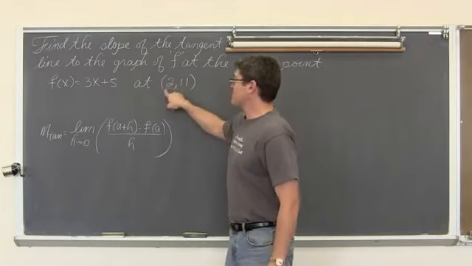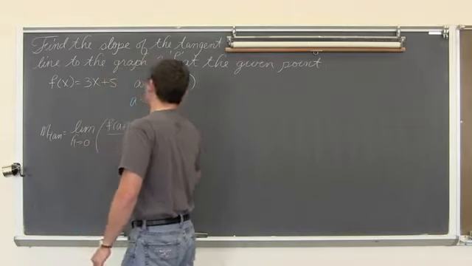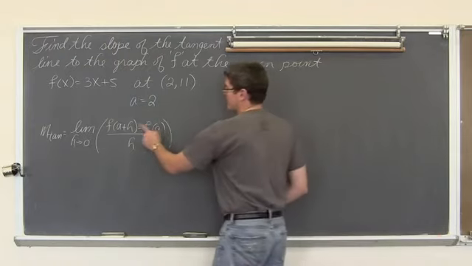Well, if we're going to try and find the slope at (2, 11), that means that our a value is equal to 2. And we're also going to practice our function notation.